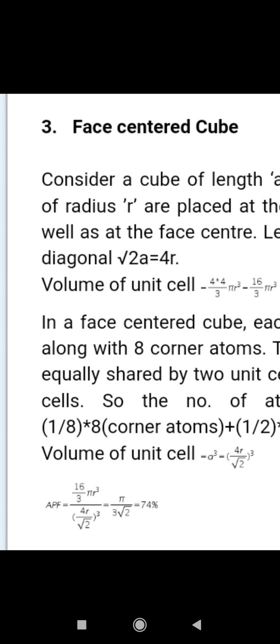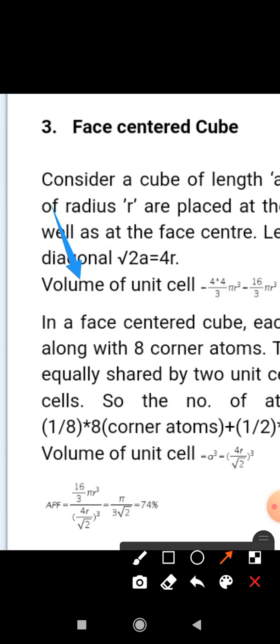Actually, here this is the volume of atoms present in the unit cell.